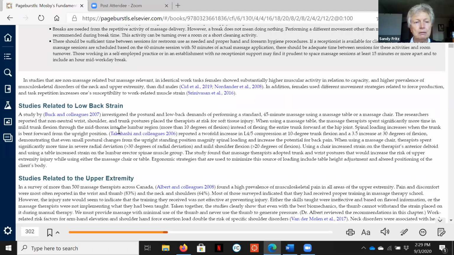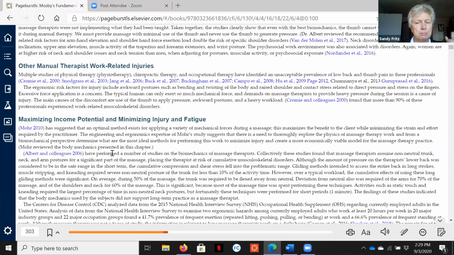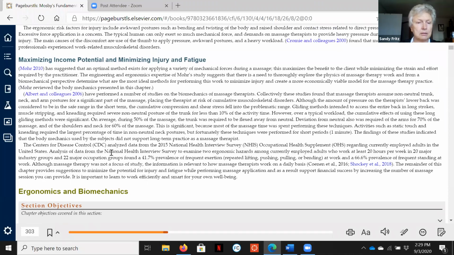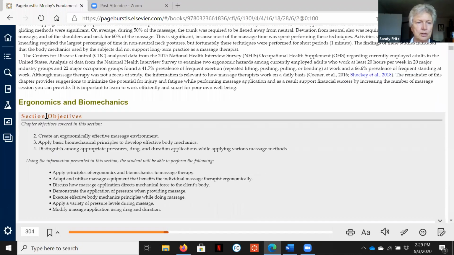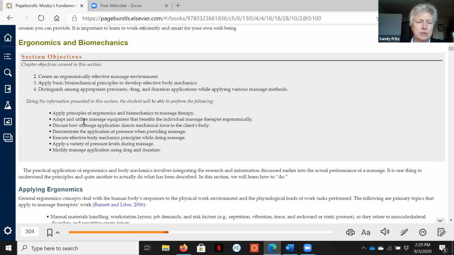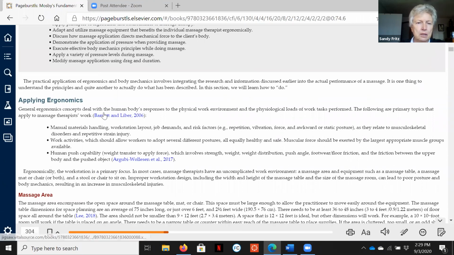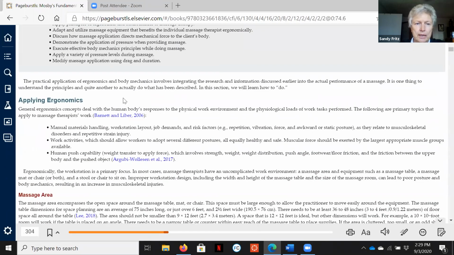So do read these studies. You don't have to memorize anything here. But it's important that you have good background in that. So here are the specifics on ergonomics and biomechanics. Ergonomics is the environment, body mechanic and equipment. Body mechanics is us. So read your section objectives. These are the overarching objectives, and here are your section objectives. And then we're going to go through here and specifically talk about ergonomics first.